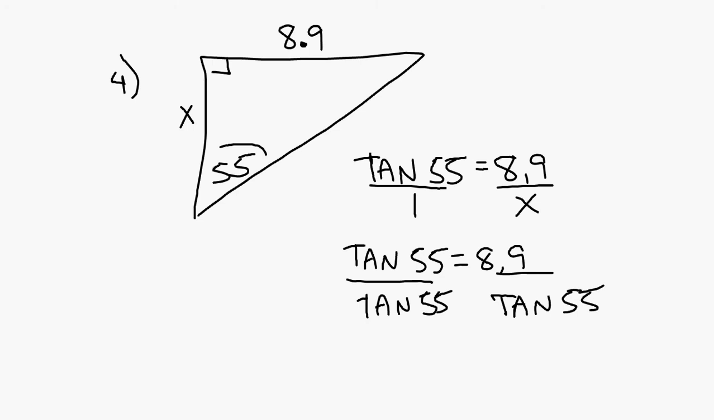Okay, I forgot this. Tan 55 times x is tan 55 times x, you still have your times x. So when you divide by the tan 55, your x is left over here. So in your calculator, take 8.9 and divide it by tan 55. That gives 6.2.